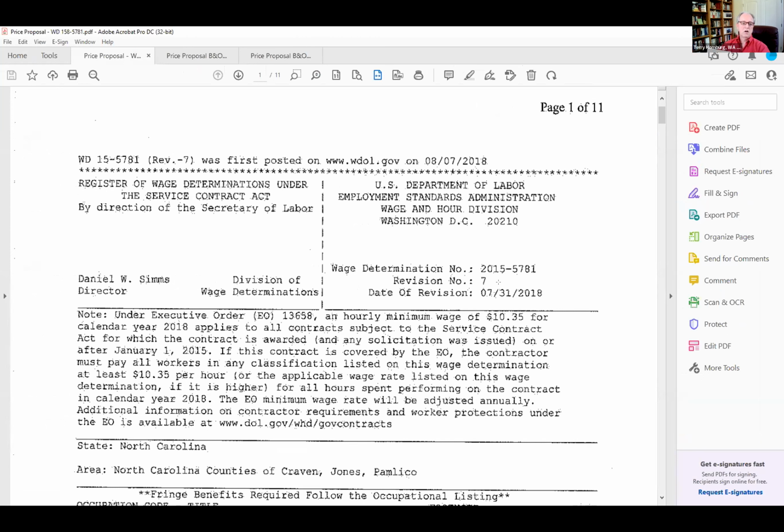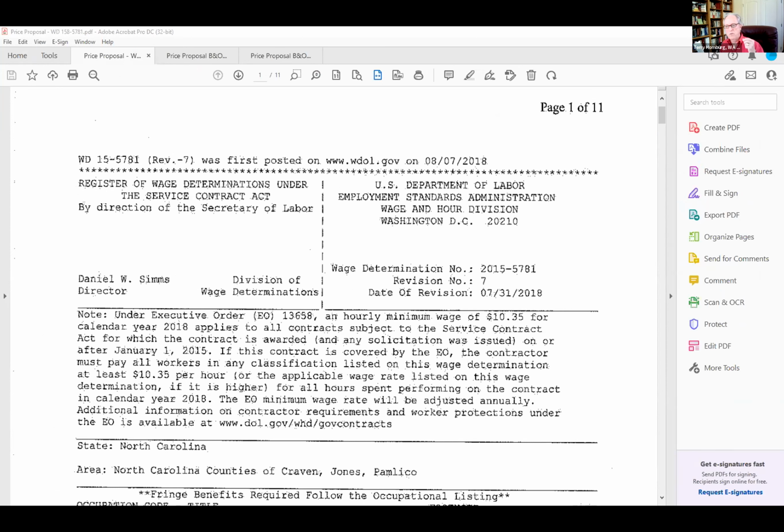Okay. So I don't know how familiar the attendees are here. I'm going to assume, not the worst case scenario, but assume the knowledge base is contractors just getting their feet wet into federal contracting, for example. So this is a wage determination. The number of the wage determination is in the upper left. It's WD for a wage determination 15-5781, and this is revision number 7.